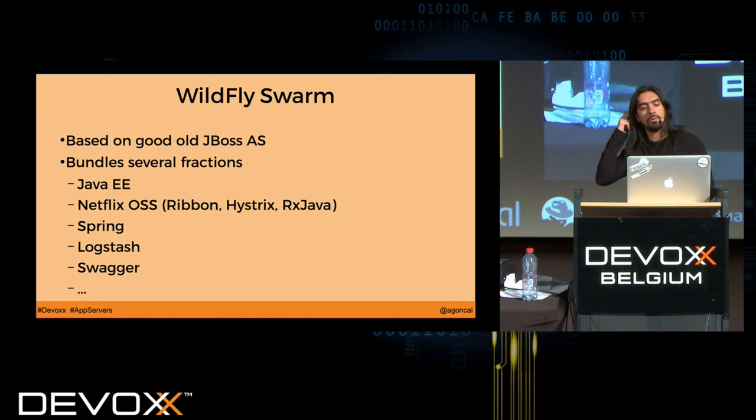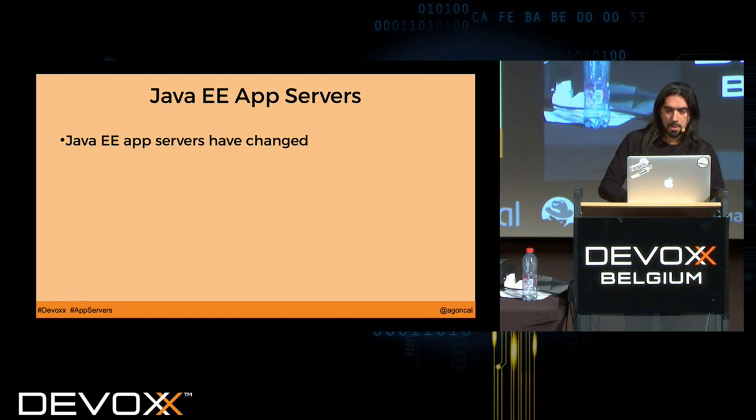WildFly Swarm comes with the Java EE fractions that we just saw. The management fraction that I showed you is a bit special, but it comes with many, many other fractions. There's even Spring, Logstash, etc. So again, you just add the fractions you need into your POM, job done.